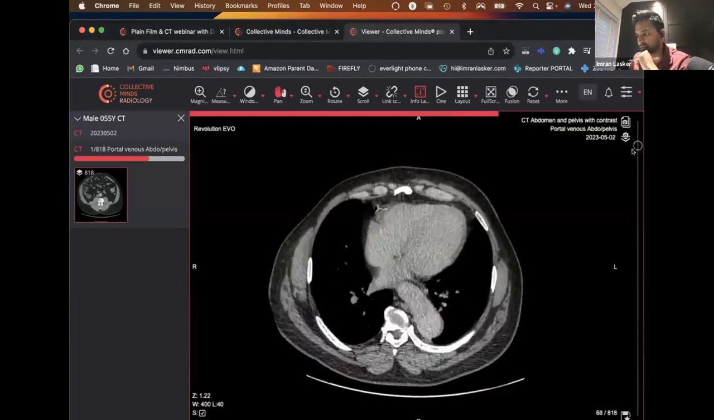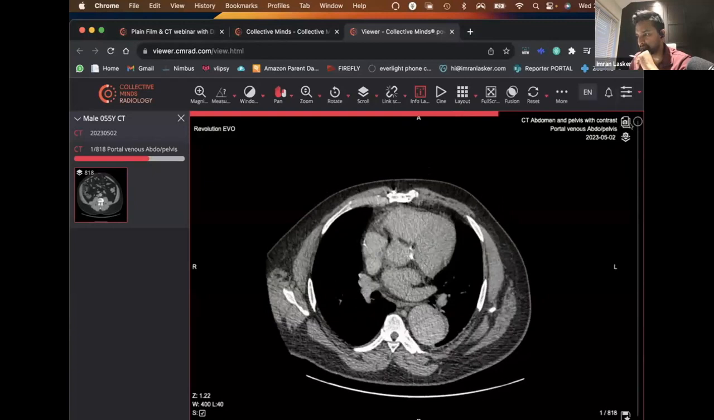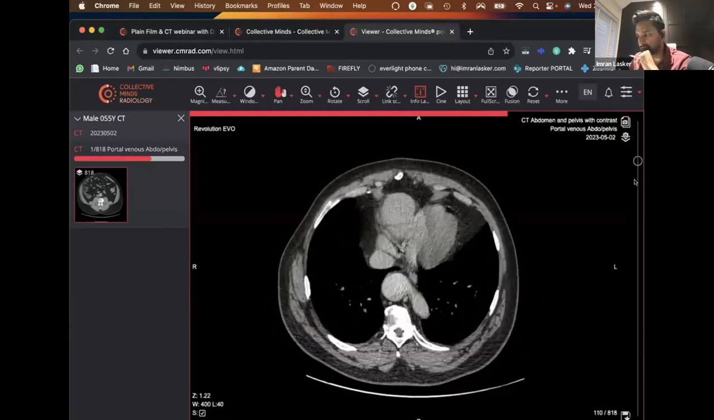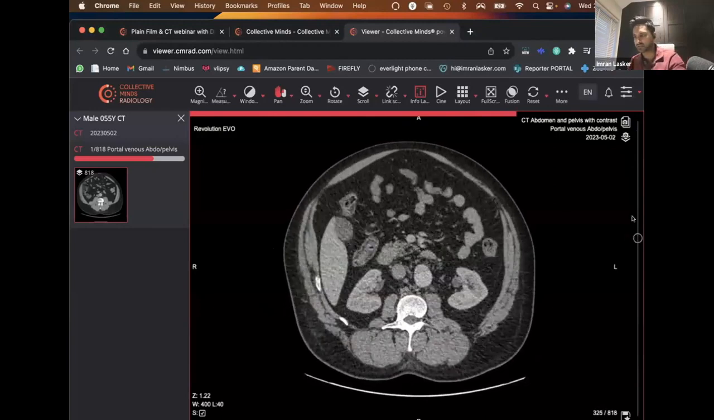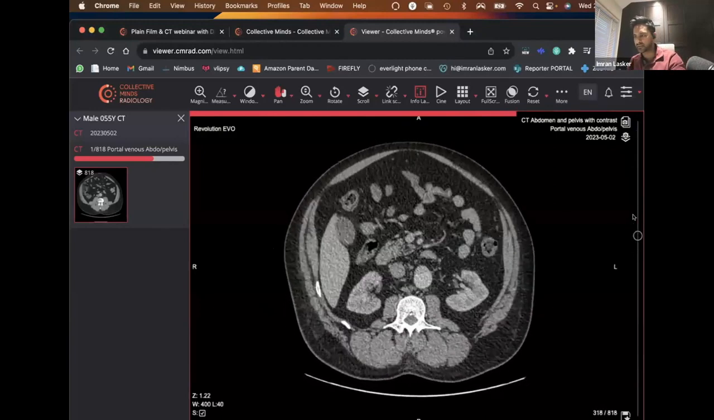So, okay, let's scroll through this CT scan. We'll go from the very top all the way down. So this looks like it's a portal venous image coming all the way down.